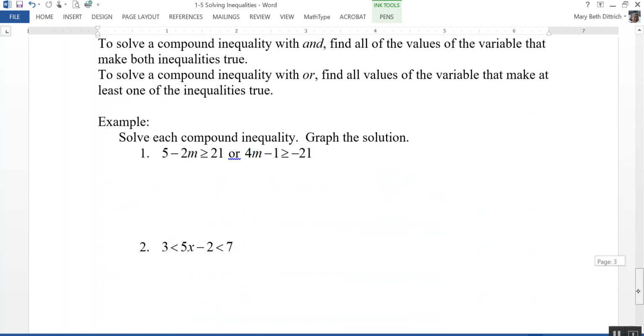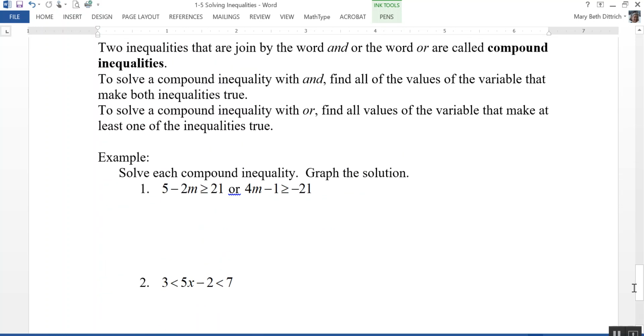Two inequalities that are joined by the word and or the word or are called compound inequalities. To solve a compound inequality with the word and in it, we need to find all of the values of the variable that make both inequalities true. To solve a compound inequality with the word or in it, we need to find all of the values of the variable that make at least one of the inequalities true. So here we have a couple examples.